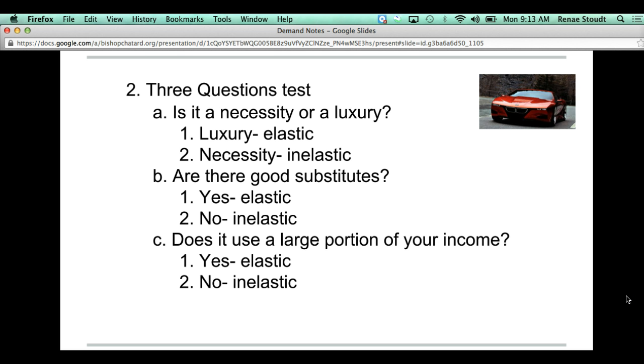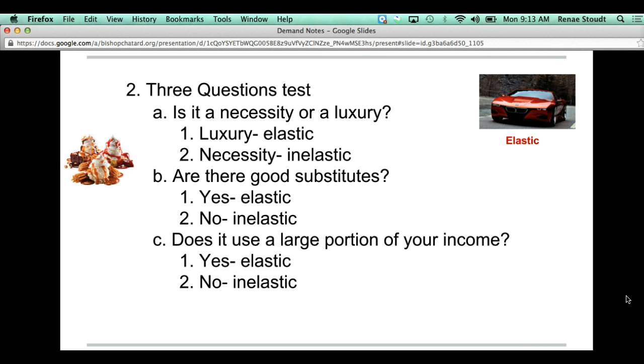All right, so nice luxury car. I think this is actually a BMW. So obviously, is it a necessity or a luxury? It's a luxury. Are there good substitutes available to a BMW sports car? Sure. Does it use a large portion of my income? Yes. So is it elastic or inelastic? Elastic. All 3 in that case are elastic. So this is big elastic.